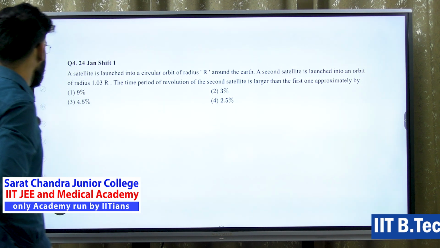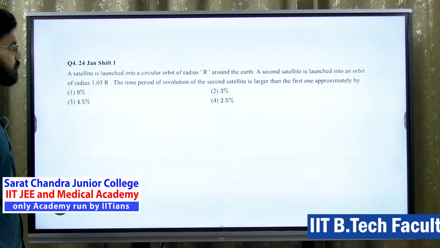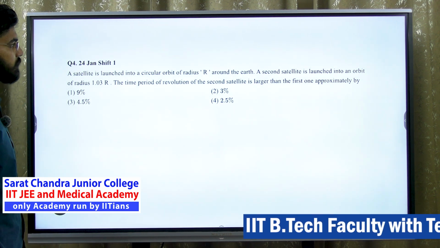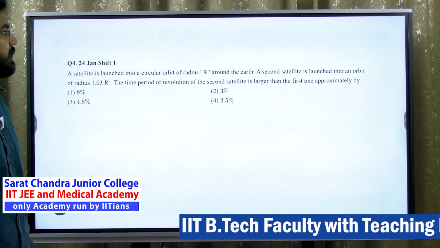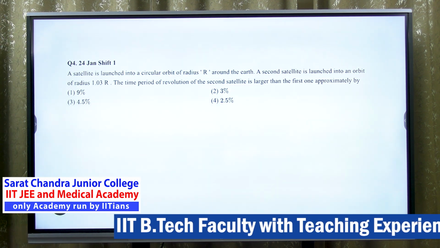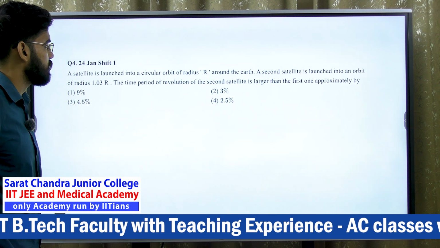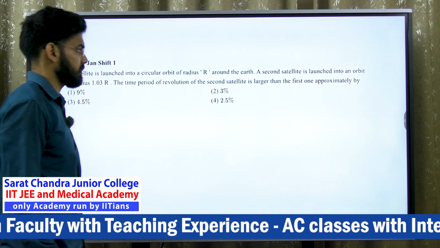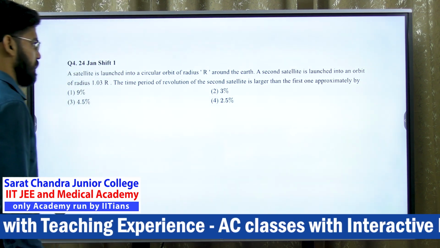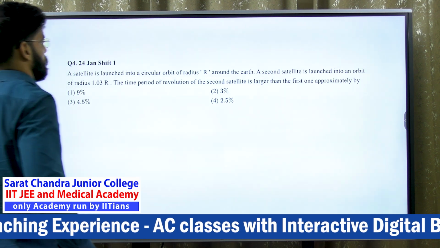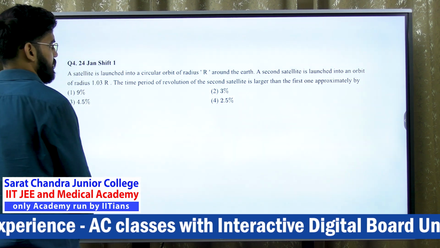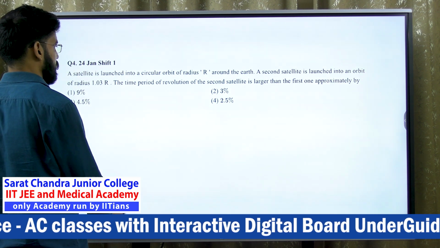Next question is, a satellite is launched into a circular orbit of radius capital R around the Earth. A second satellite is launched into an orbit of radius 1.03 R. The time period of revolution of the second satellite is larger than the first satellite's approximately by how much percentage? So basically time period only is being talked about.